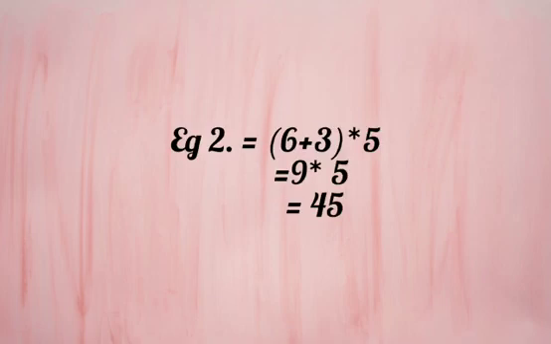Another example, consider the formula equal to (6 plus 3) into 5. Here Excel adds 3 and 6 together, then multiplies the result by 5. That is, we will get 45. So Excel performs the operation from left to right according to the BODMAS rule.